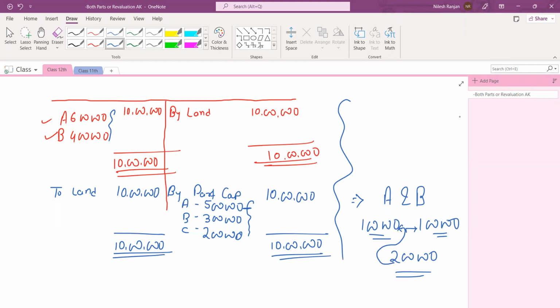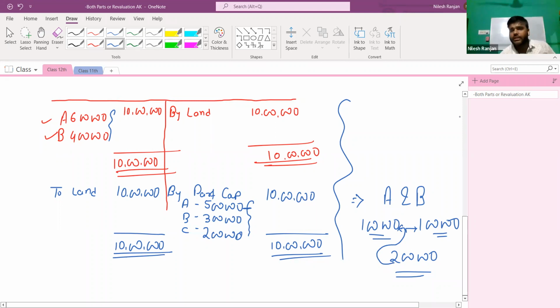And in future, C will get a share in the revaluation profit. So C will get 2 lakh as profit. So the net effect will be nil, because C is getting a loss right now and C will get a profit in future of 2 lakh. So it will be nil, 0. Is that clear? Yes, sir. So now we understood the revaluation part, and let's talk about the next topic.